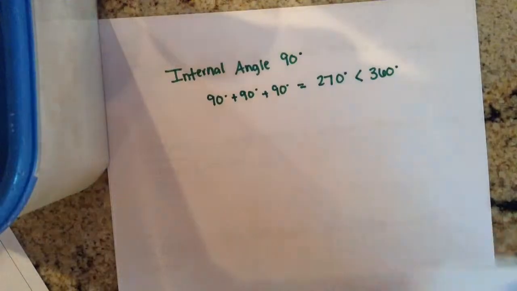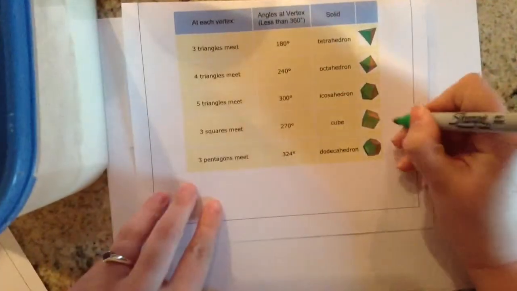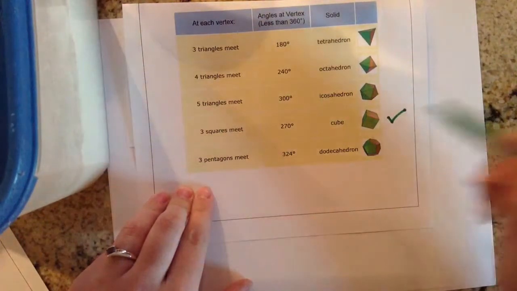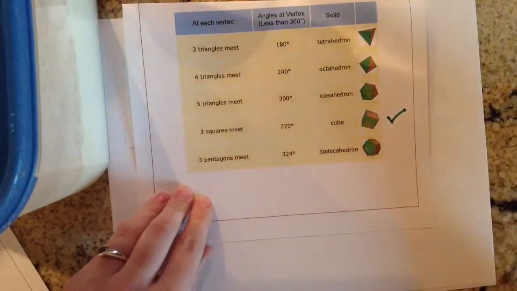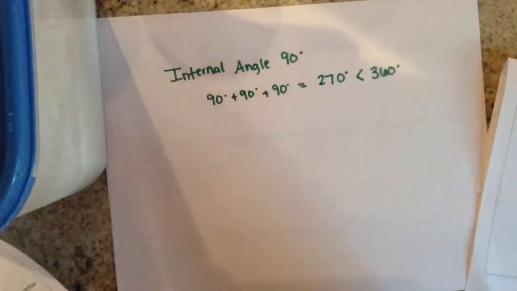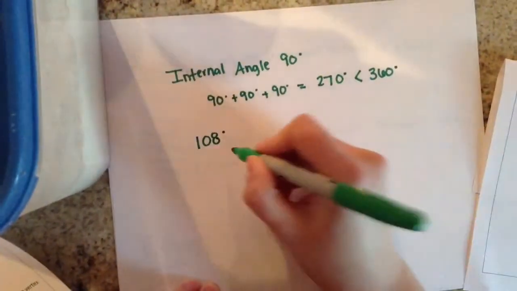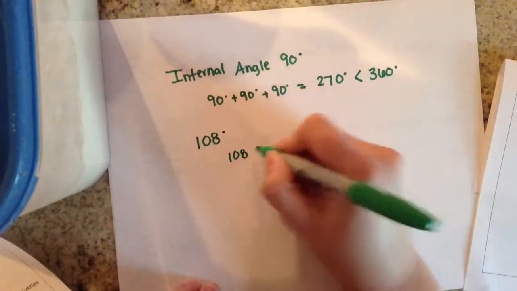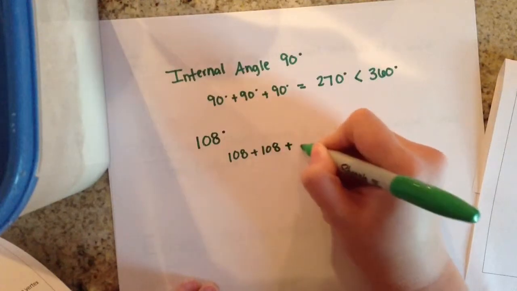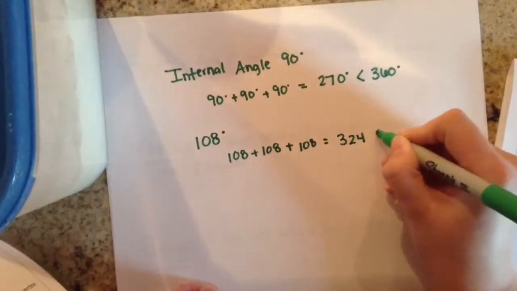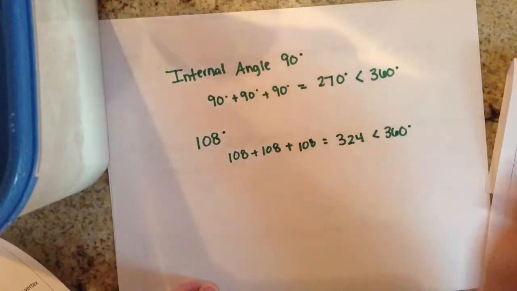Now that we have the cube, let's look at the next one on the list. When 3 pentagons meet, it makes a dodecahedron. Let's try to say that 3 times fast. So let's look at this one. A regular pentagon has internal angles of 108 degrees. So 3 pentagons meeting would be 108 plus 108 plus 108, which equals 324, which is also less than 360 degrees.